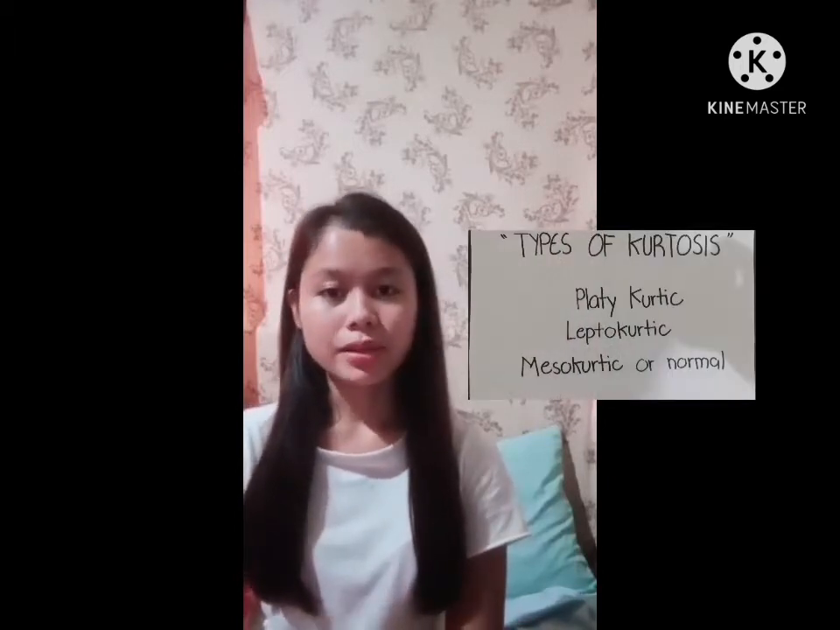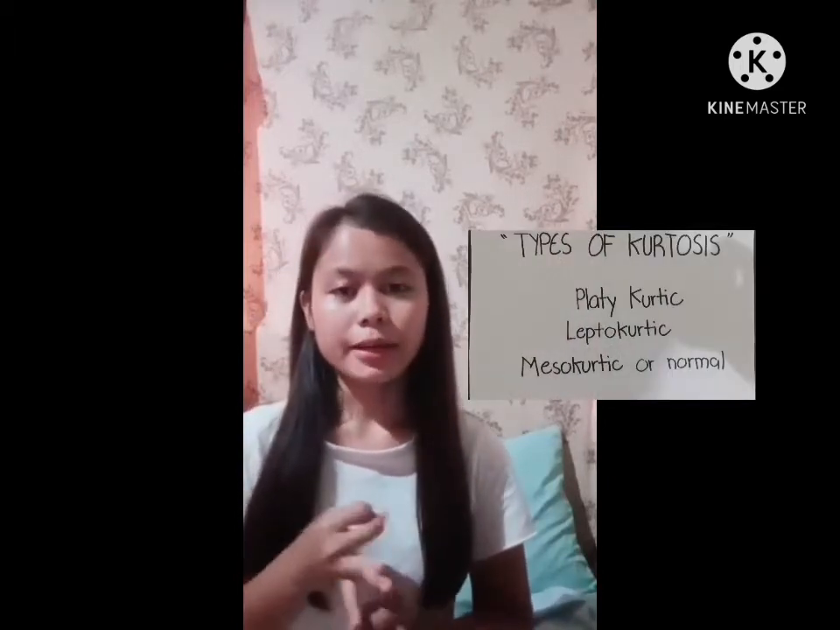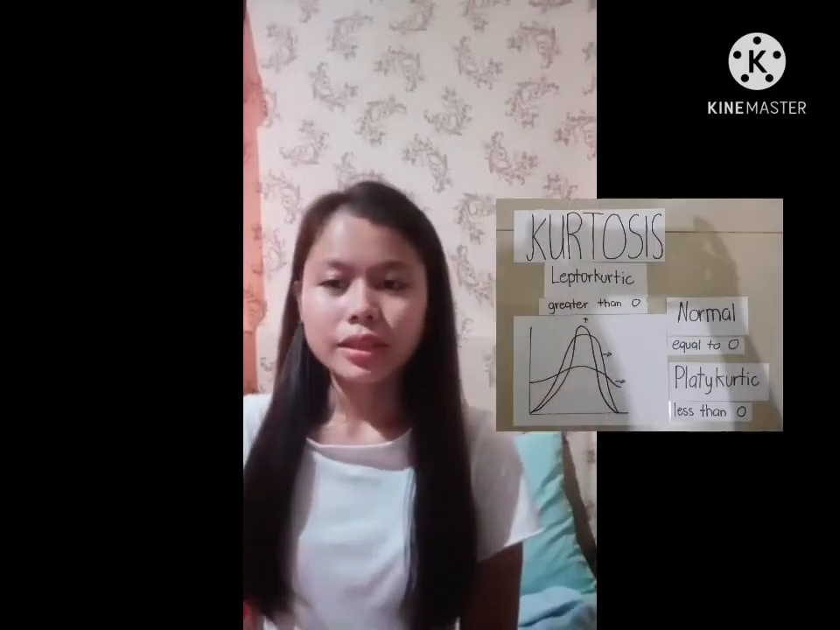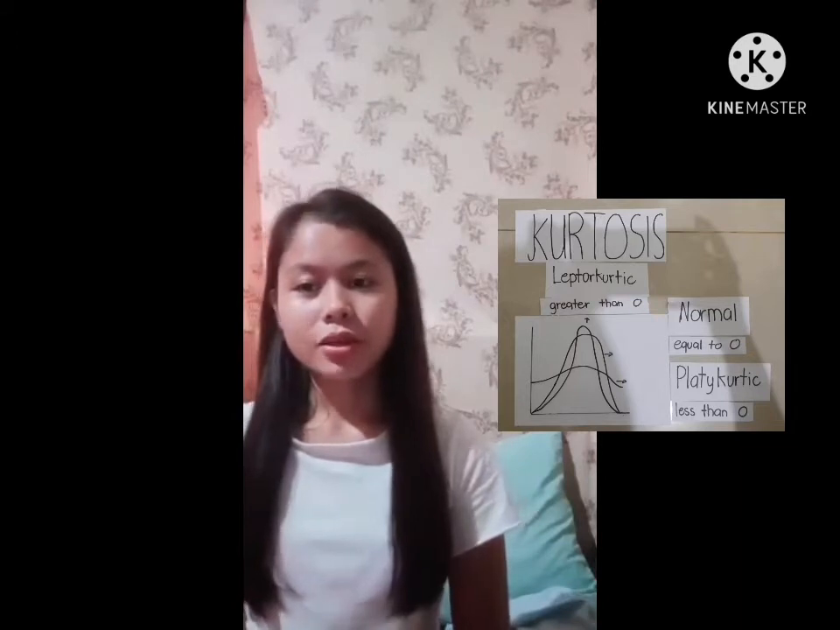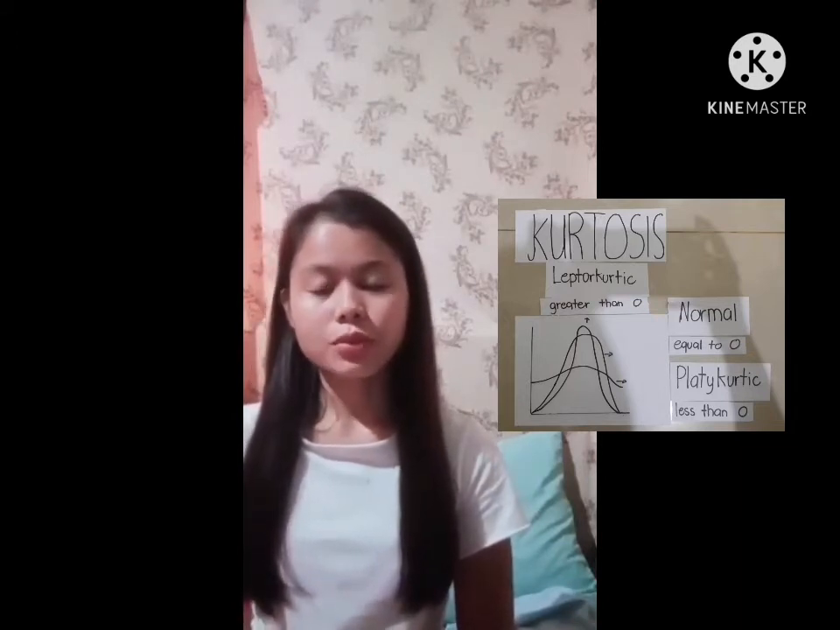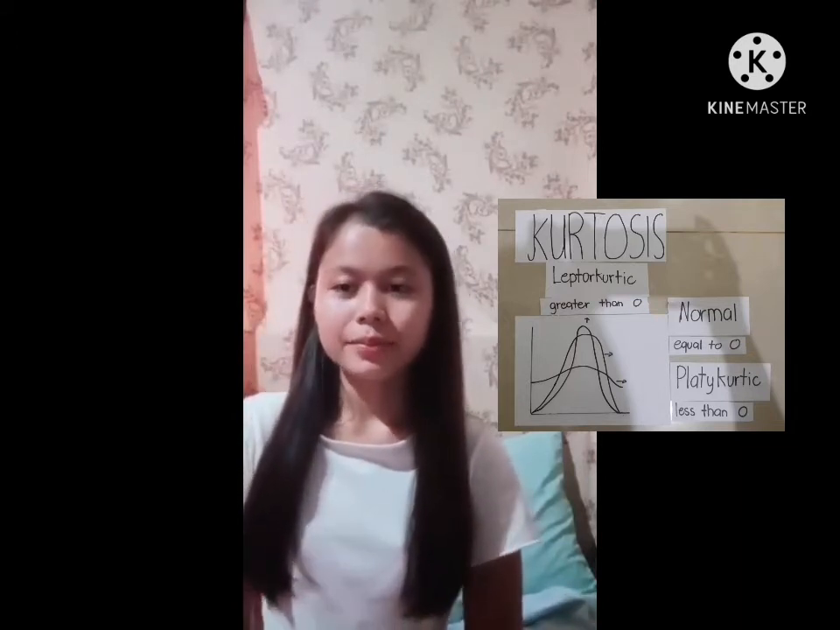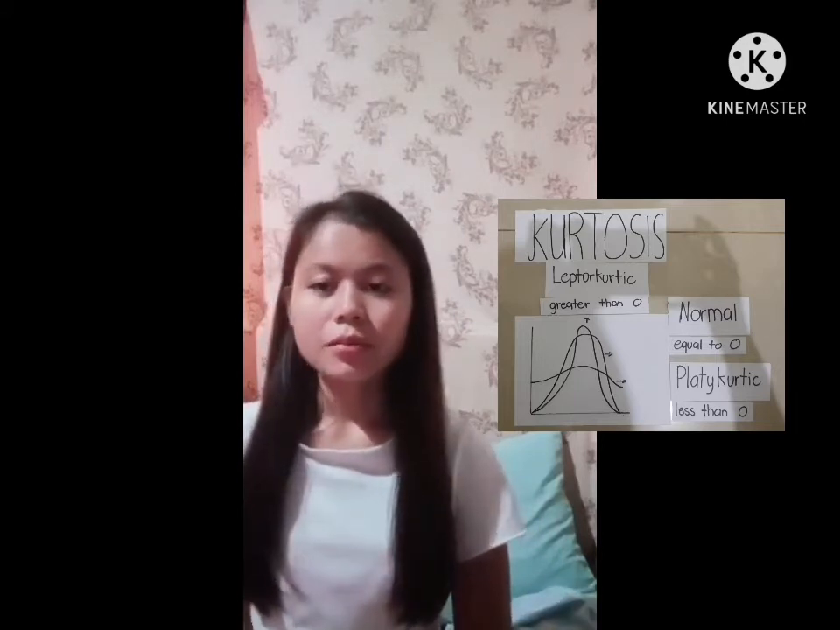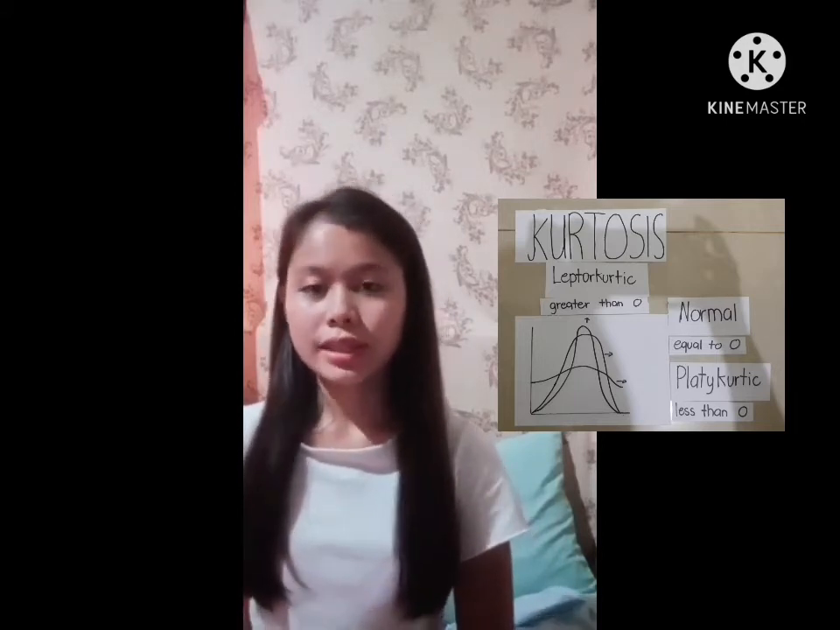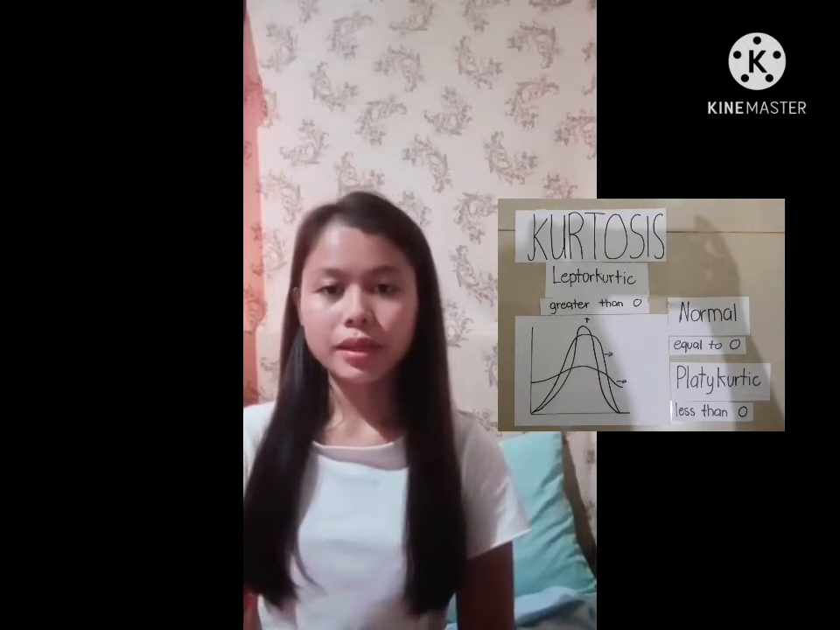And there are 3 types of kurtosis: the mesokurtic, leptokurtic, and platykurtic. Mesokurtic distributions are moderate in breadth and curves with a medium peak height. And leptokurtic, more values in the distribution tails and more values close to the mean.